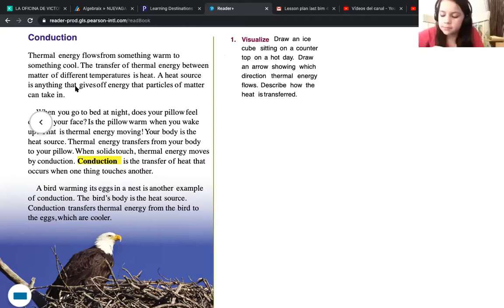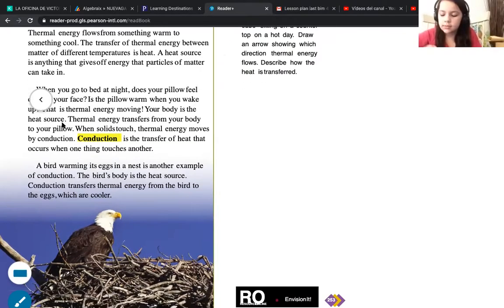When you go to bed at night, does your pillow feel cool on your face? Is a pillow warm when you wake up? That is thermal energy moving. Your body is a heat source. Thermal energy transfers from your body to your pillow. When solids touch, thermal energy moves by conduction. Conduction is a transfer of heat that occurs when one thing touches another.